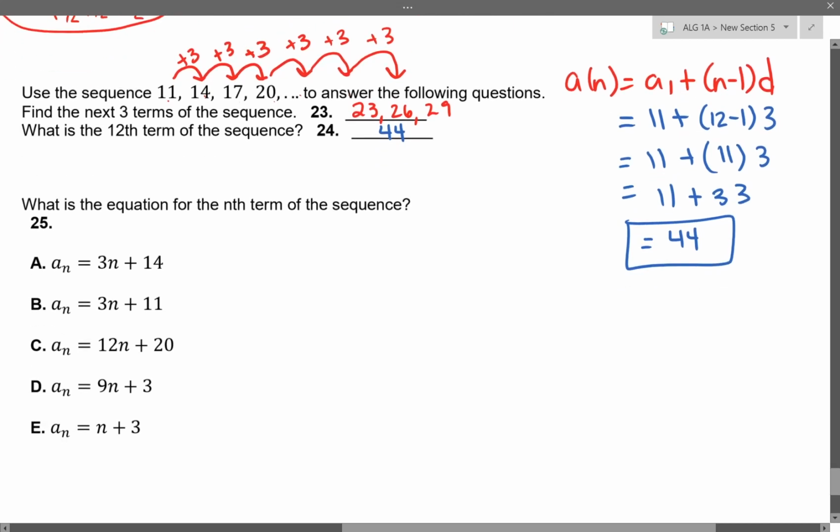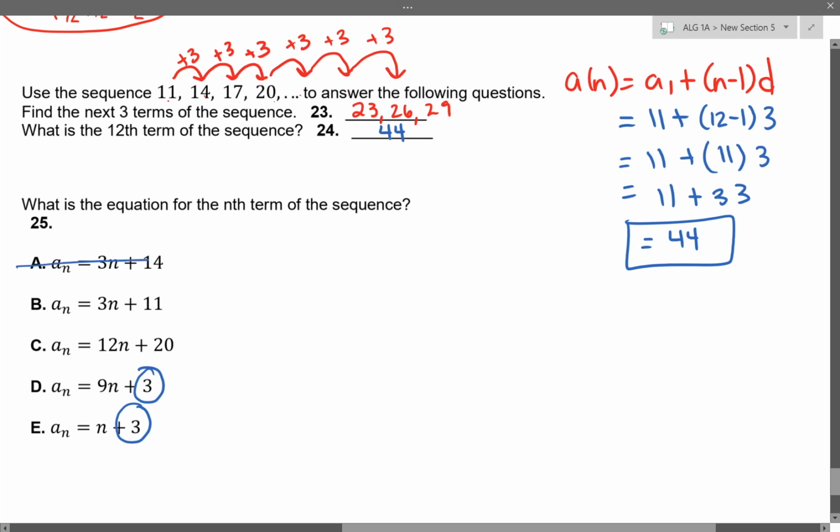Alright, so what is the nth term of the sequence? So this is basically just asking me, what's my formula here? So my difference is 3. So my difference has to have whichever formula this is. So this is a plus 3 here, plus 3 here. This is a plus 20. No, not what we want. Plus an 11, not what we want. And plus a 14, not what we want.